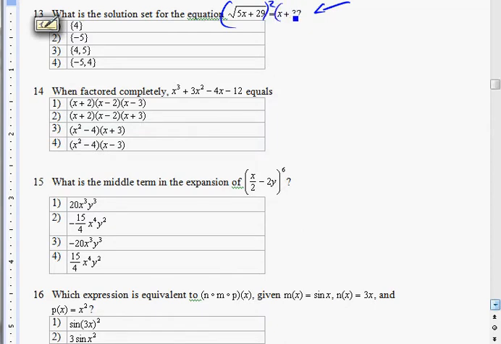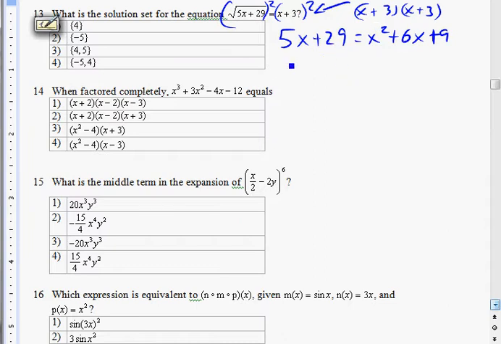Let's square both sides to get rid of this radical sign. So you're left with 5x plus 29, right? The radical is gone because you're squaring it. And the other side, you're going to square x plus 3 times x plus 3, right? That's squared. So that becomes x squared plus 6x plus 9.